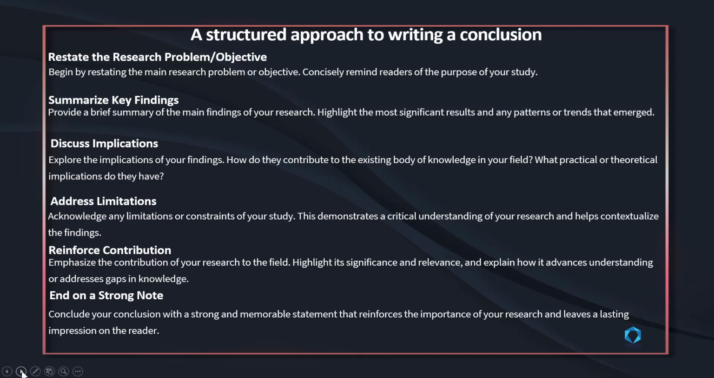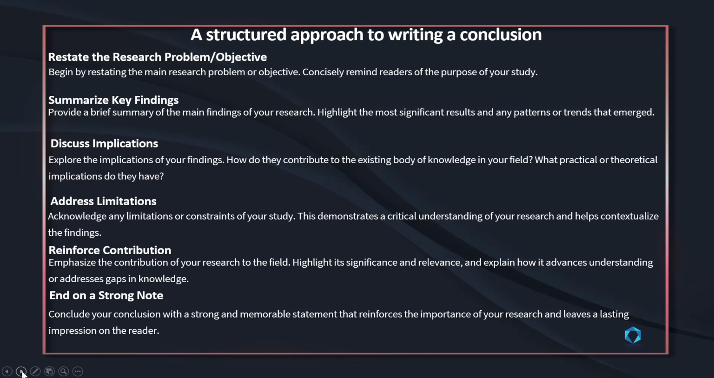You begin by restating the research problem or objective. Begin by restating the main research problem and objective, and concisely remind readers of the purpose of your study. Then number two, summarize the key findings. Provide a very brief summary of the main findings of your research by highlighting the most significant results and any patterns and trends that emerged in your analysis, right?